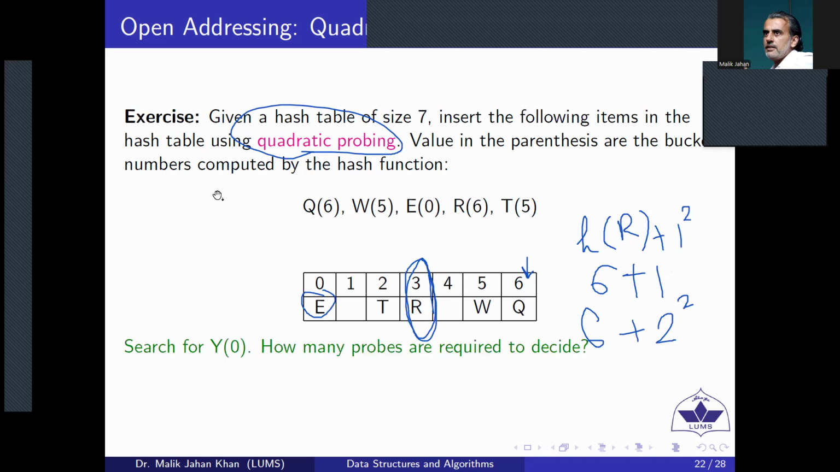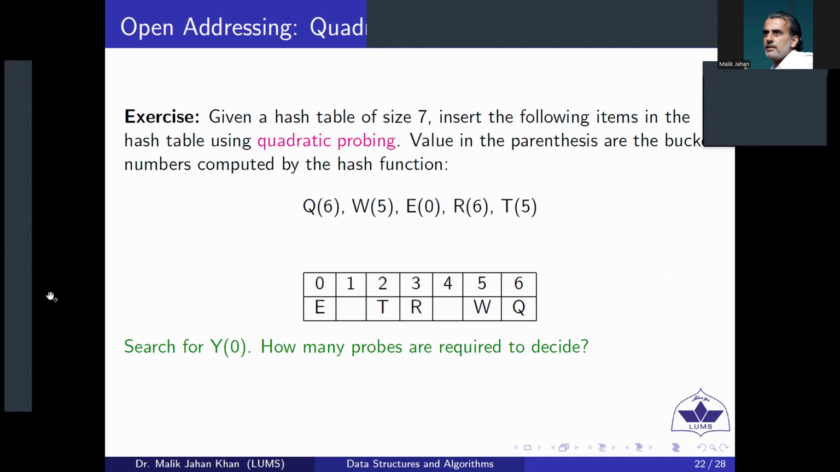So if we have to search for Y, whose index is 0, how many probes are required to decide? Take a pause and try to figure out how many probes or comparisons are required to answer that Y is not there. We did the same thing for linear probing as well, but now our hash table structure is different for quadratic probing. And for the search process, we should also be using the same quadratic probing strategy to locate Y.